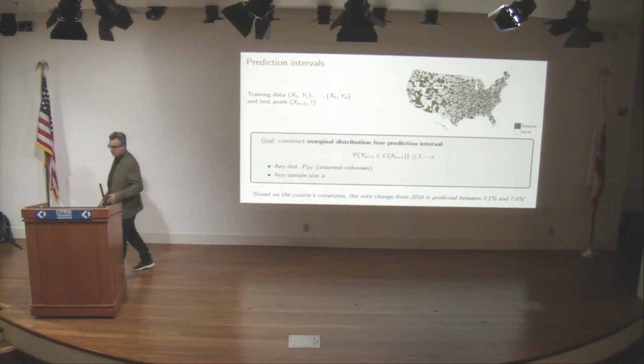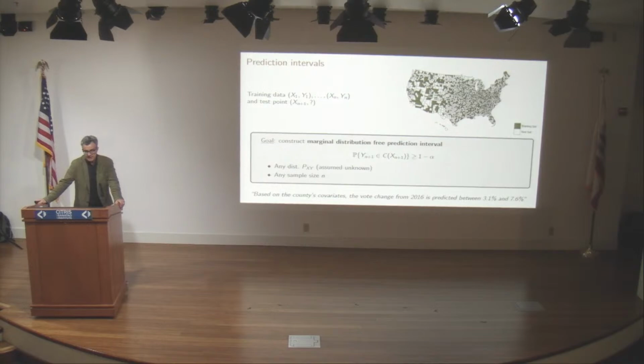So what the Washington Post wants to say is, based on what we know about the election so far, and this new county that has not reported, but about which I have lots of demographic and socioeconomic information, the vote change from 2016 is predicted to be between 3.1 and 7 points. And you need to be correct 90% of the time. Is it clear what we want to do? Okay.